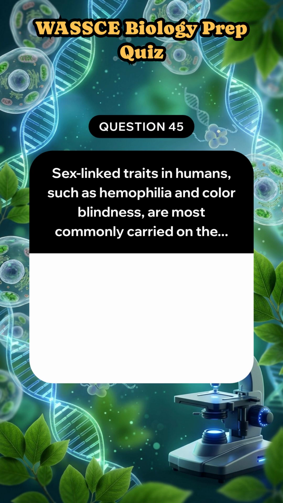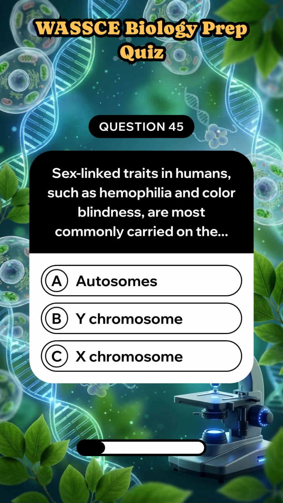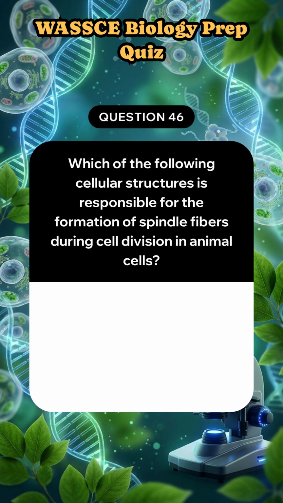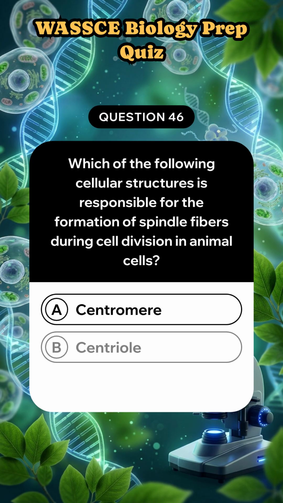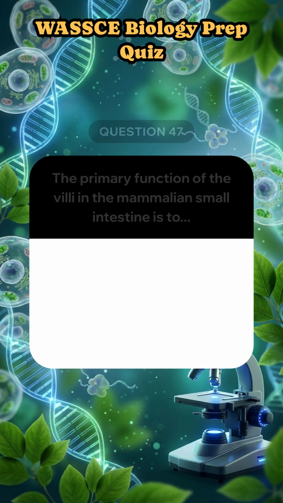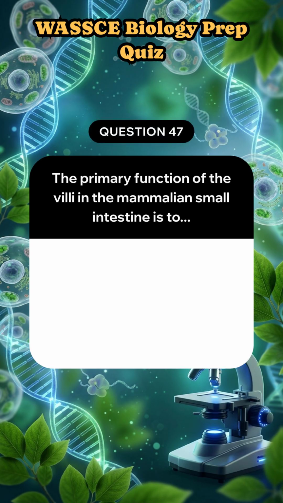Sex-linked traits in humans, such as hemophilia and colorblindness, are most commonly carried on the? Which of the following cellular structures is responsible for the formation of spindle fibers during cell division in animal cells? The primary function of the villi in the mammalian small intestine is to?